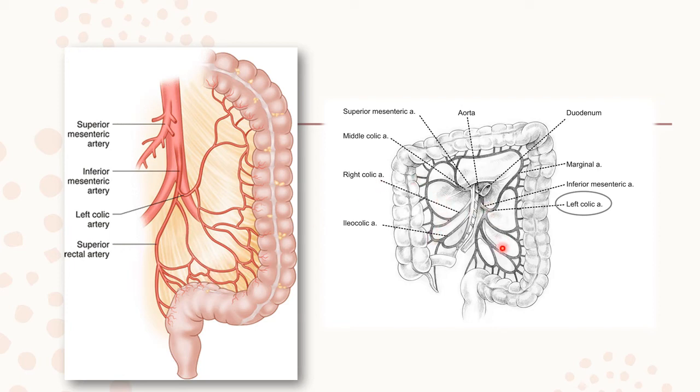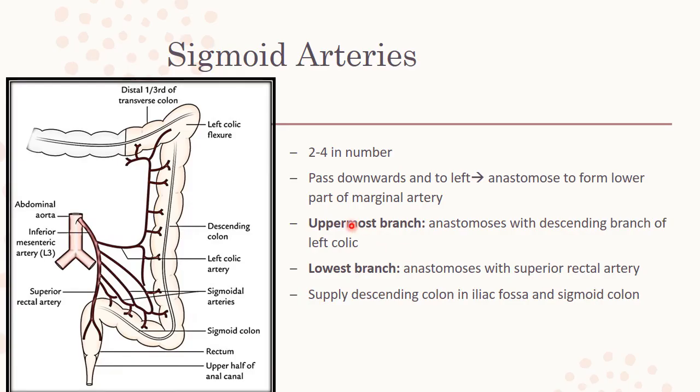A similar representation is shown in this diagram as well. The sigmoidal arteries are 2 to 4 in number. These are the sigmoidal arteries. They pass downwards and to the left side, and they will anastomose to form the lower part of the marginal artery. The uppermost of these branches is going to anastomose with this descending branch of the left colic artery, whereas the lowest sigmoidal artery is also going to anastomose with the superior rectal artery, and these supply the descending colon in the region of the iliac fossa as well as the sigmoid colon.